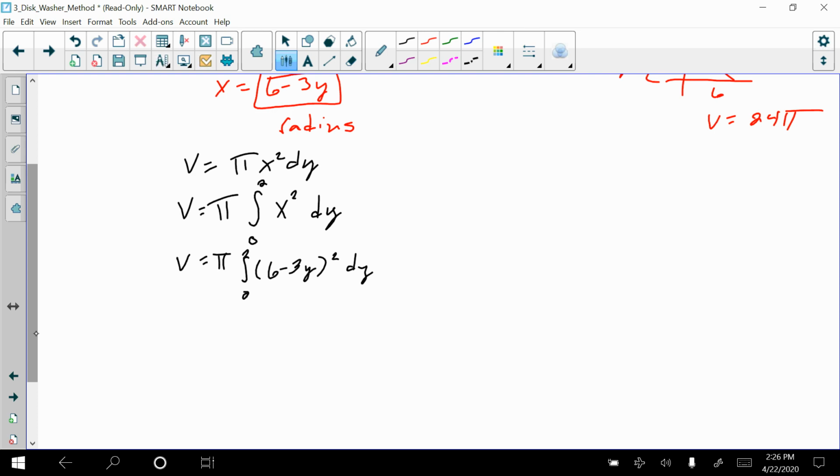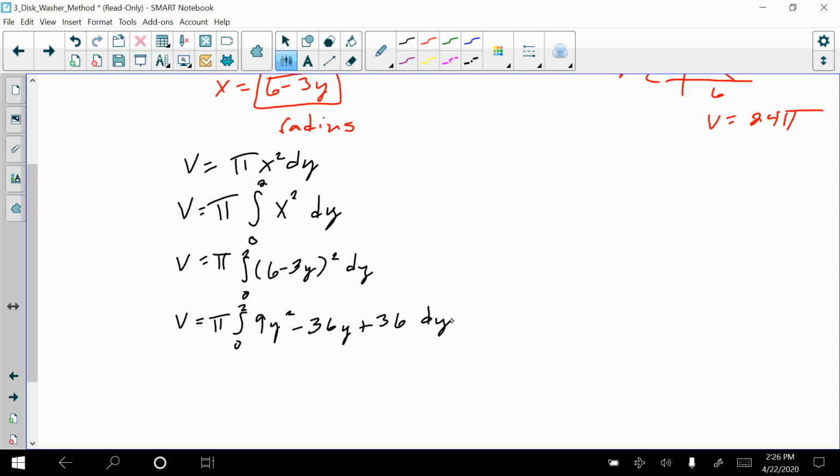Now the easiest way to take the integrand here, because you've been distributing binomials like this for a long time now, is to just distribute the binomial. I'm going to get my integral from 0 to 2, and when I expand that and distribute everything, writing it in standard form, I'm going to get 9y squared minus 36y plus 36, all with respect to y, times dy.